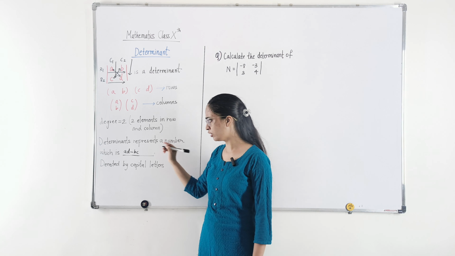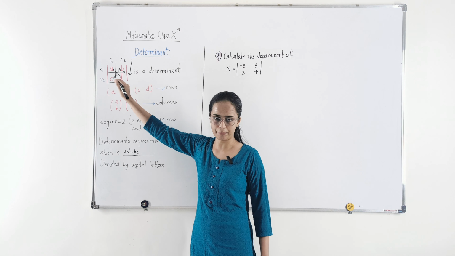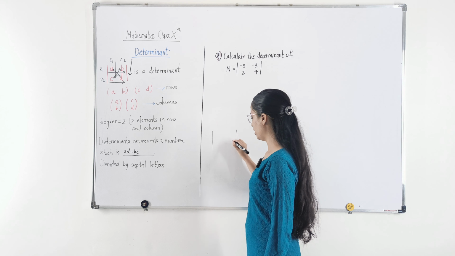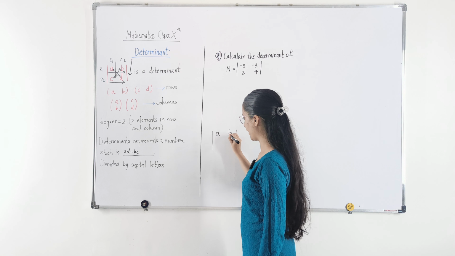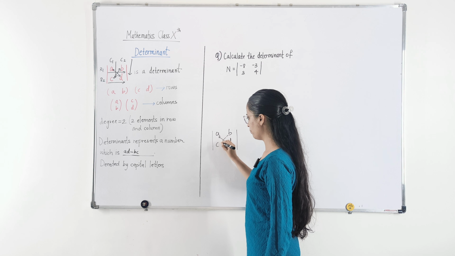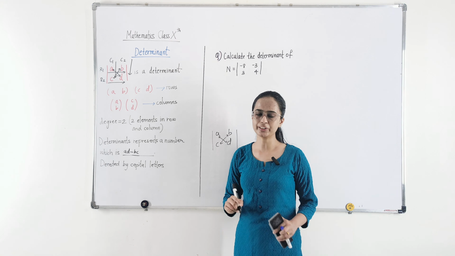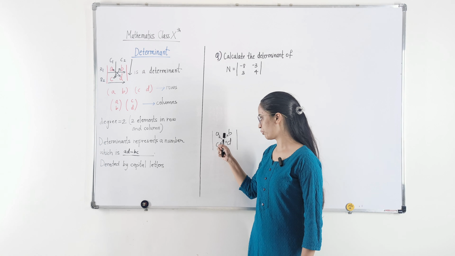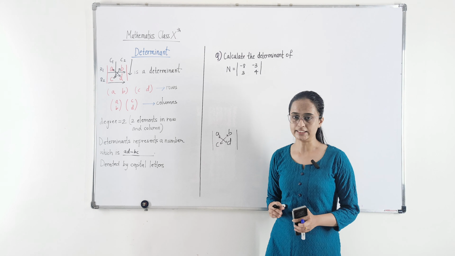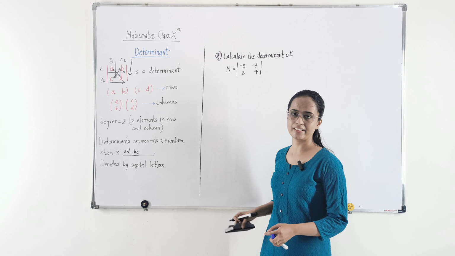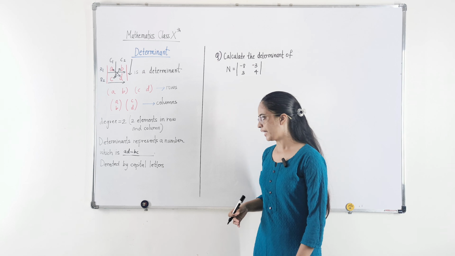So the normal formula for this representation, where you would be having two vertical rods and you have the entries as A, B, C, D: you just have to multiply A with D, B with C, the diagonal elements with each other, and you have to take the difference. But note that you have to take AD minus BC, because again subtraction is not commutative, meaning A minus B is not the same as B minus A.